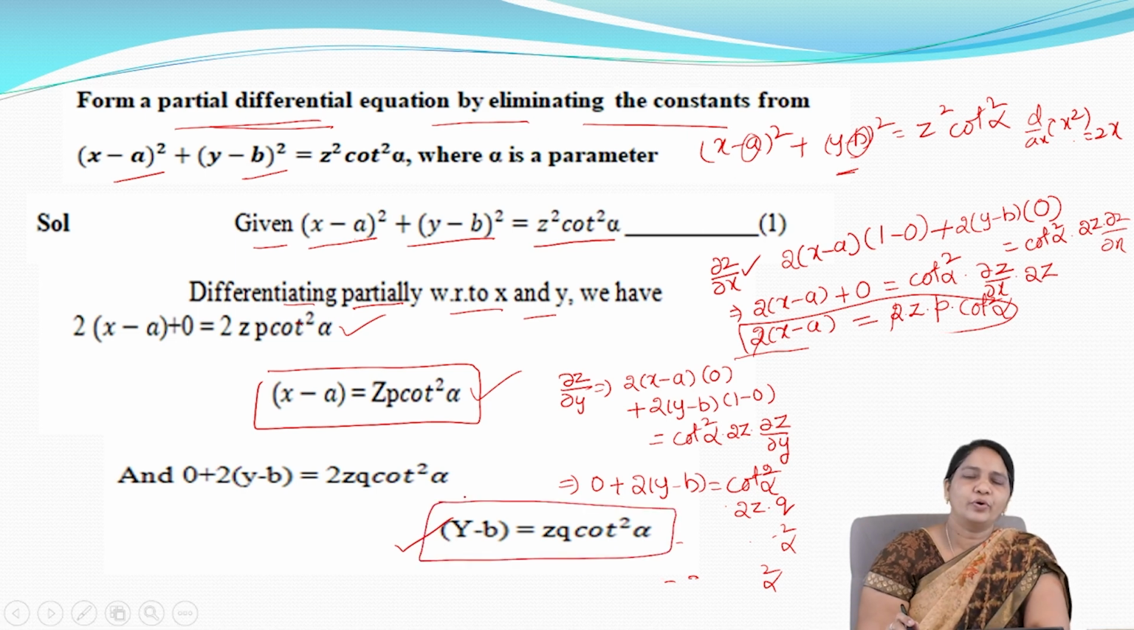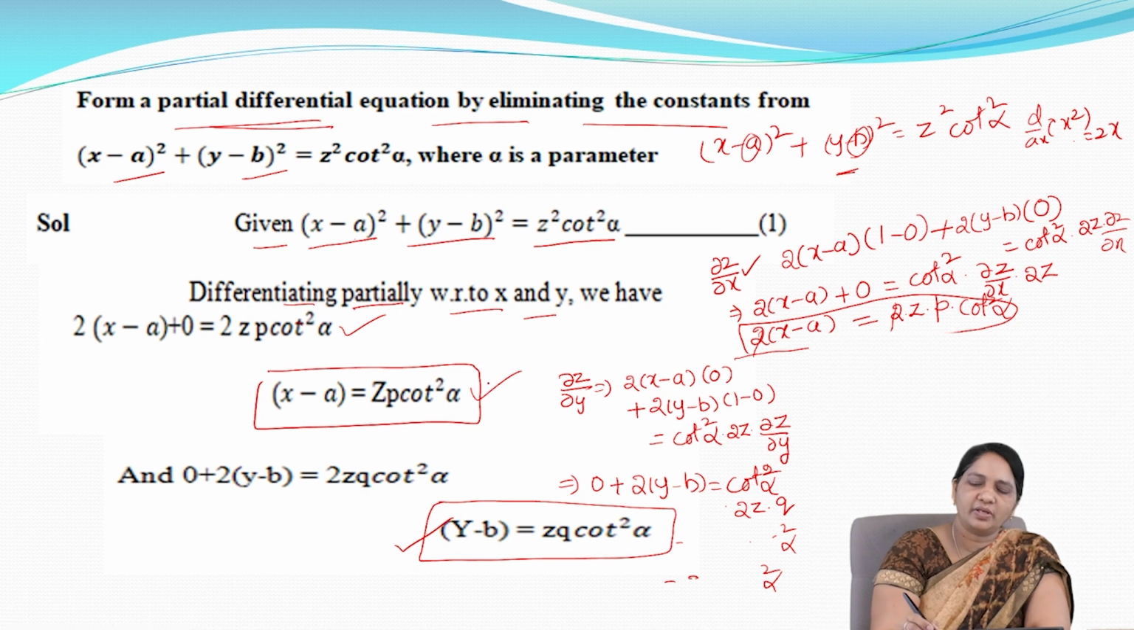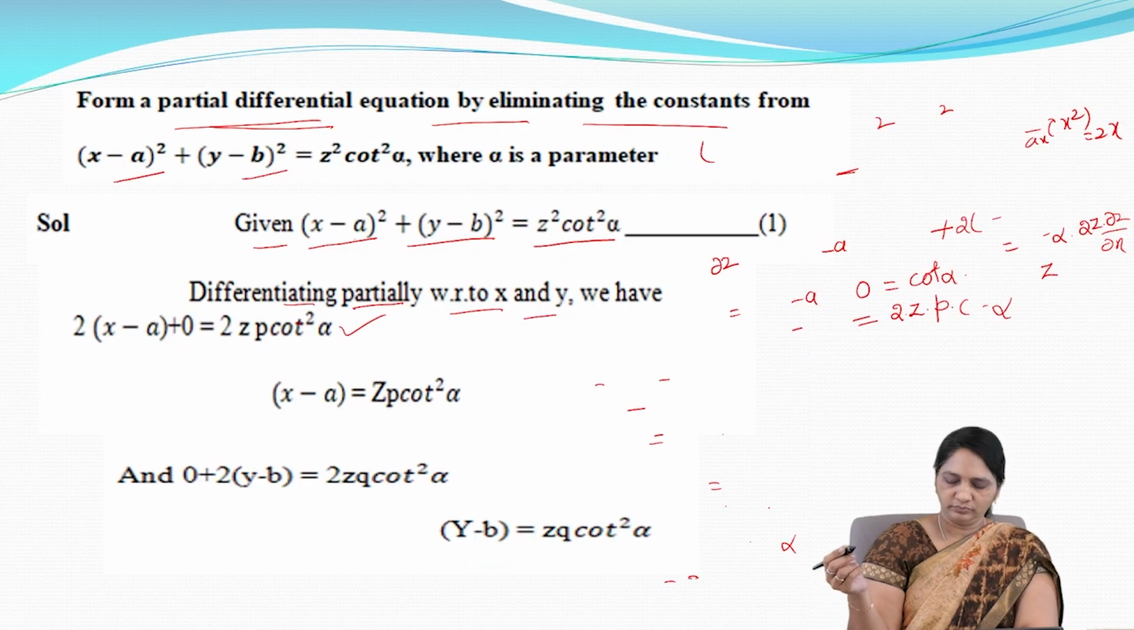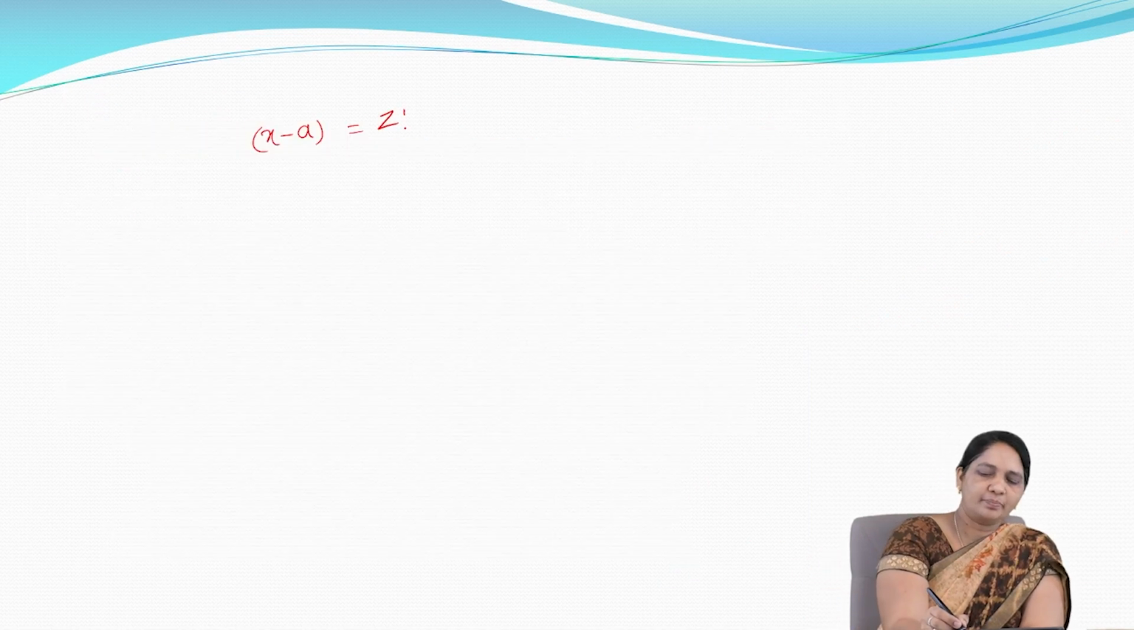So now I am going to simplify these two equations. I am taking this equation as equation 2 and this one as equation 3. So I am going to simplify equation 2 and equation 3 to get the PDE. So see here, what is the equation 2? x minus a equal to zp into cot square alpha. This is the equation 2.